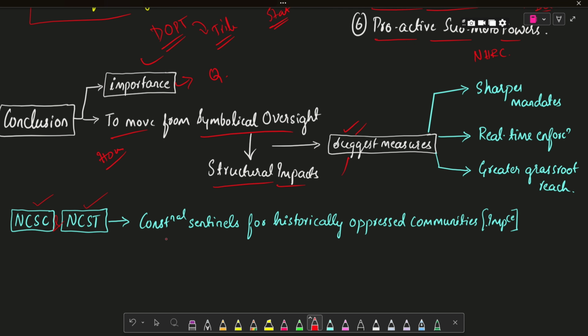NCSC and NCST are the constitutional sentinels for historically oppressed communities. However, to move from symbolic oversight to structural impact, they need sharper mandates, real-time enforcement, greater grassroots reach. Let me repeat: National Commission on Scheduled Caste and National Commission on Scheduled Tribe are the constitutional sentinels for historically oppressed communities. However, to move from symbolic oversight to structural impact, they need sharper mandate, real-time enforcement, and greater grassroots reach.